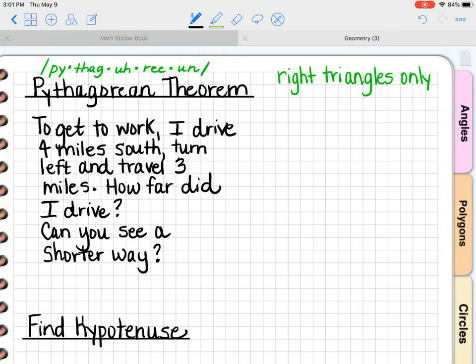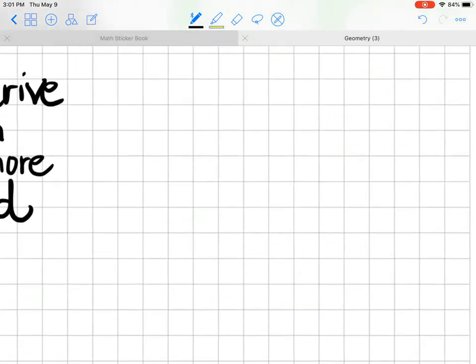Okay, let me read the problem first. It says, to get to work, I drive 4 miles south, turn left, and travel 3 more miles. How far did I drive? And can you see a shorter way? So let me zoom in and we'll draw this picture.